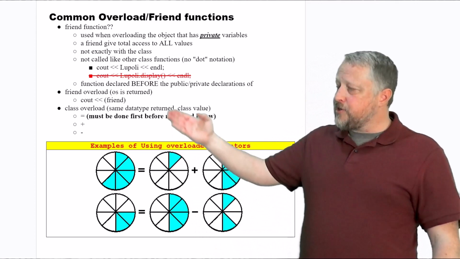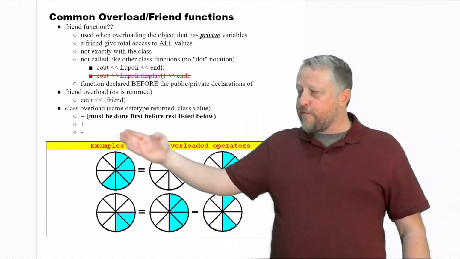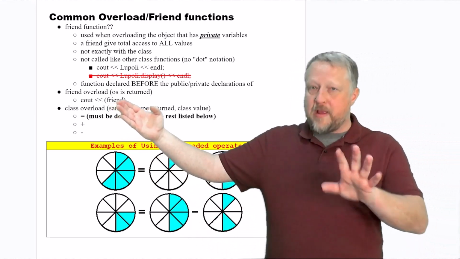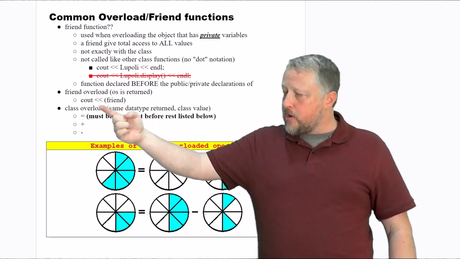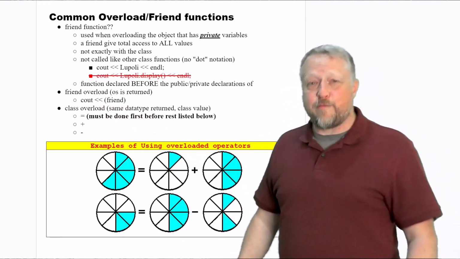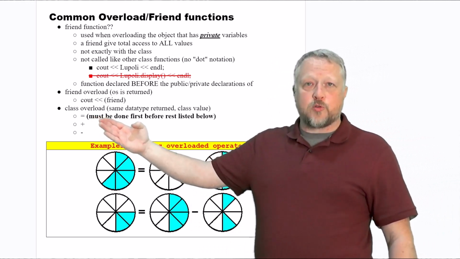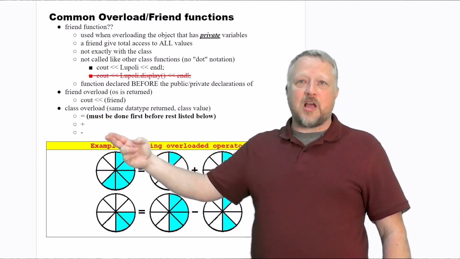The function is declared before the public or private declarations. Your friend function, there's many of them, but the one I'm going to focus on is the overload of cout because frankly, that's what we're worried about. And frankly, it makes our lives a little bit easier. But you can do other class overloads with an equal sign, a plus sign, a minus sign.